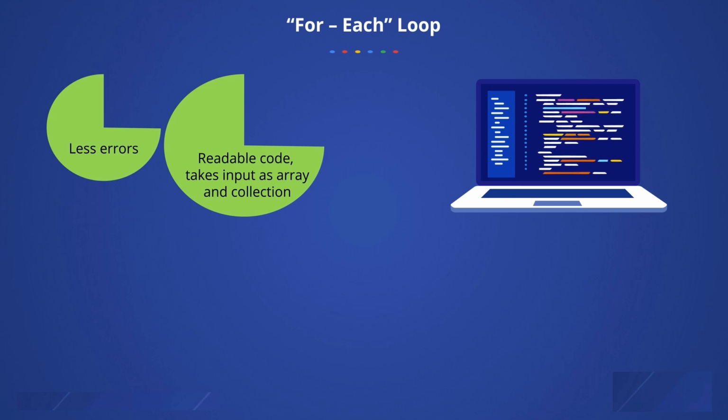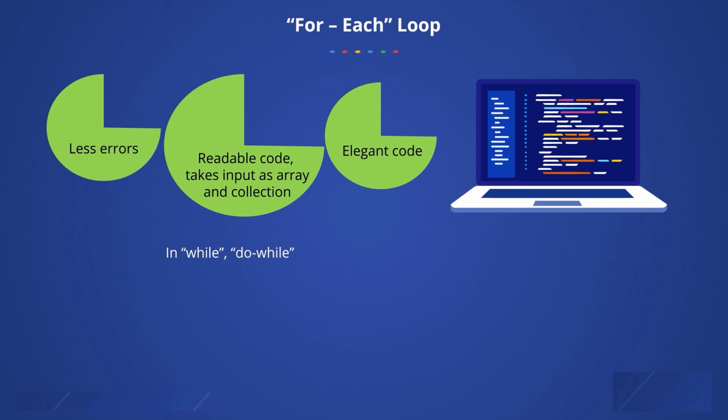And one more thing to point out here is, when we say simple or more readable, it simply means that it makes your code more elegant. You will not write a lot of unnecessary statements which are not related to really repeating the loop. If you look at while and do while, you have to write certain things in order for the loop to work.